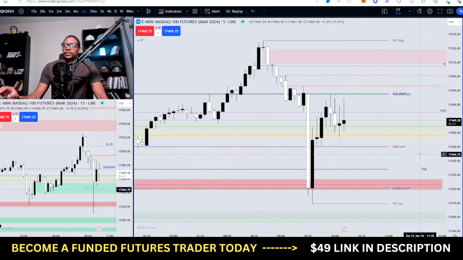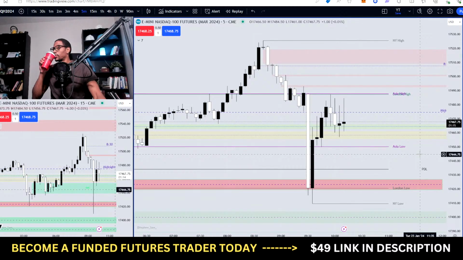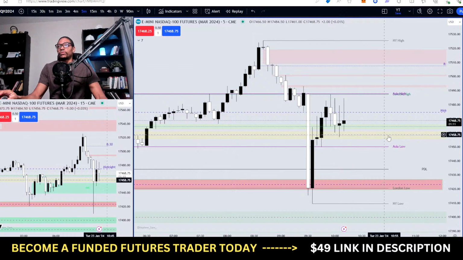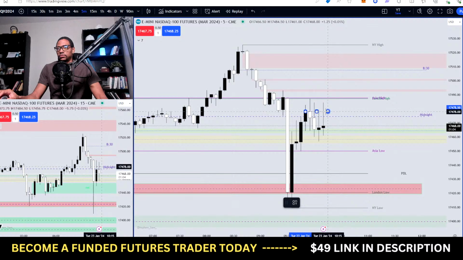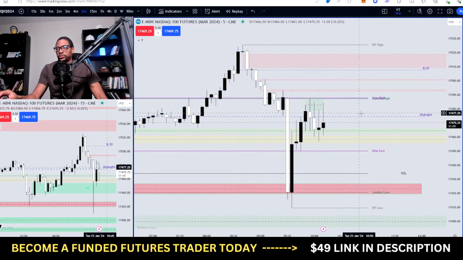All right. Not a lot of action after this news event. We'll say at this higher time frame, we can see rejection candles for the last 25 minutes or so above this level at 477.